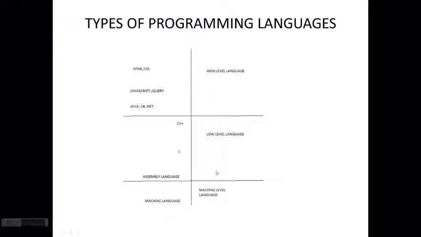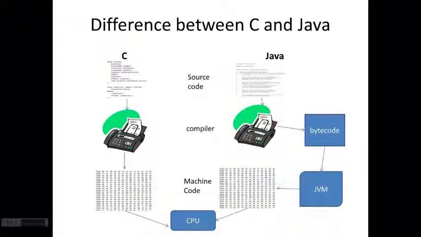The gaming industry works in C++ because in games memory is required, everything is required, and it's a real-time process. It's a very fast way. Thousands of elements are being controlled, so they use C++, not Java, in the gaming world or in operating system programming. So next we come to the difference between C and Java.